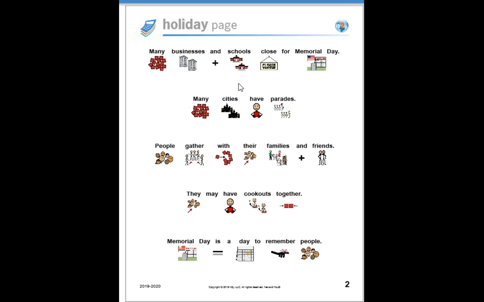Many businesses and schools close for Memorial Day. Many cities have parades. People gather with their family and friends. They may have cookouts together. Memorial Day is a day to remember.